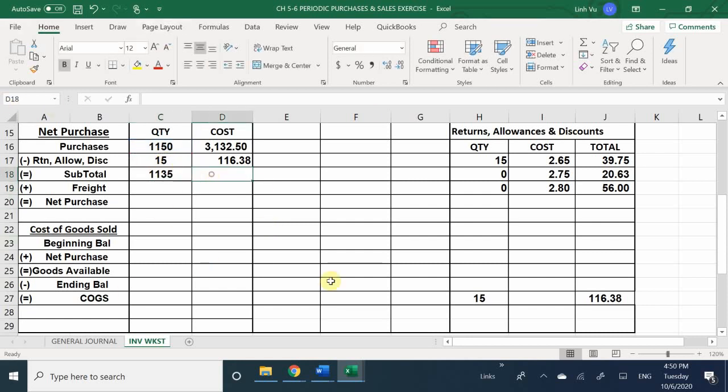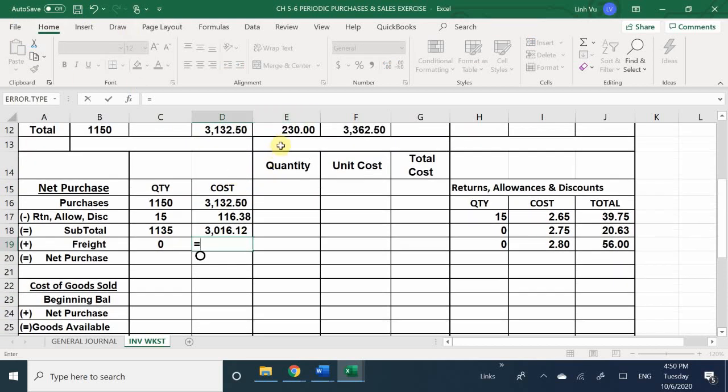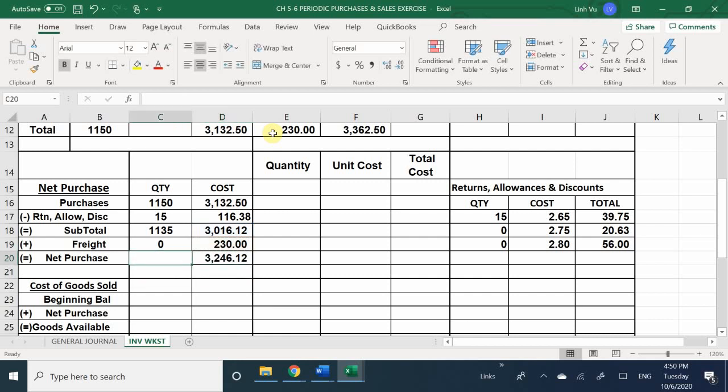1135. Okay, so what is now my new cost if I've returned or got a refund for $116? $3,016.12. Freight adds no quantity, but how much was the freight? It's 230, bringing us a grand total of $32.46 and 12 cents. Good.